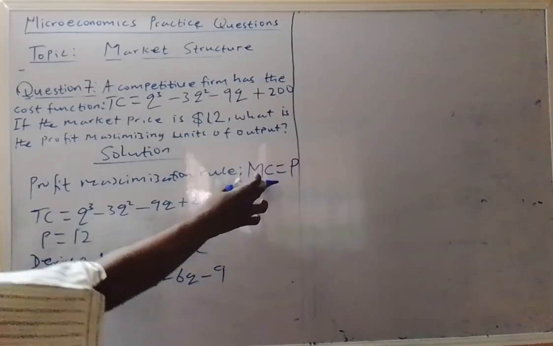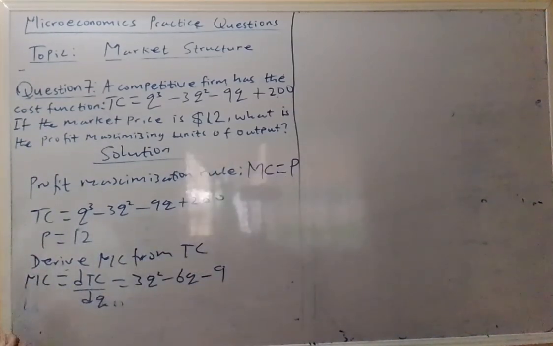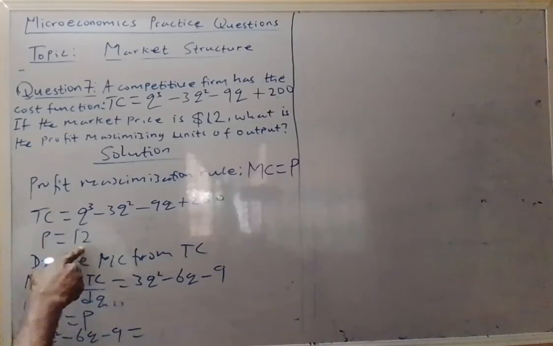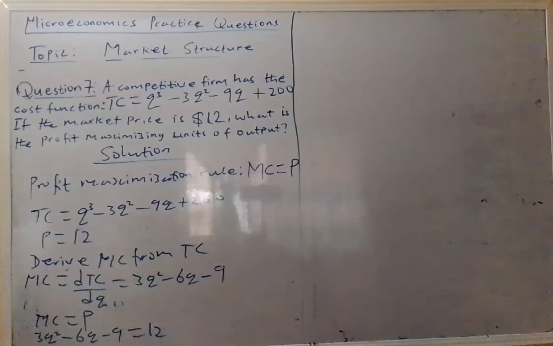Now recall the profit maximization rule. That is, we have MC equals P at the profit maximizing level of output. Then what is our MC? This represents our MC, that is 3Q squared minus 6Q minus 9, equals P. P is equal to 12.